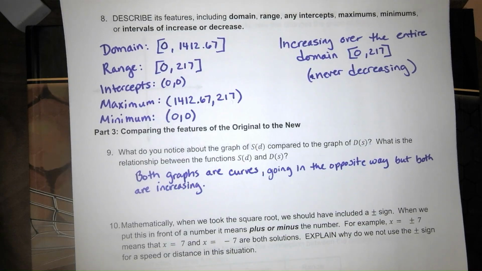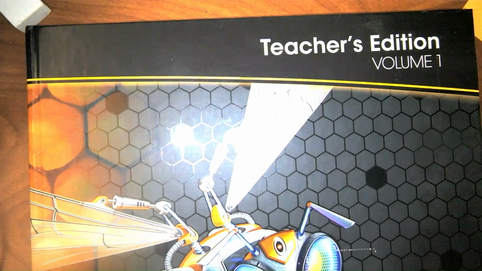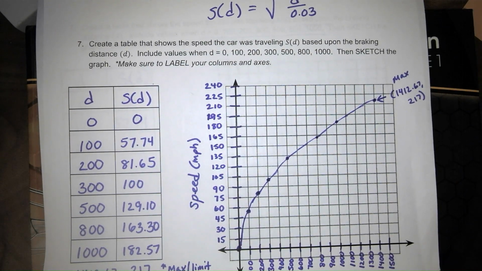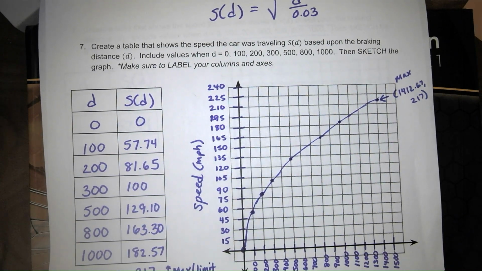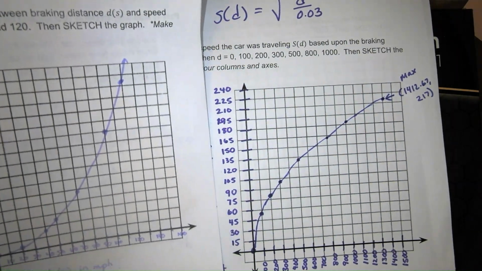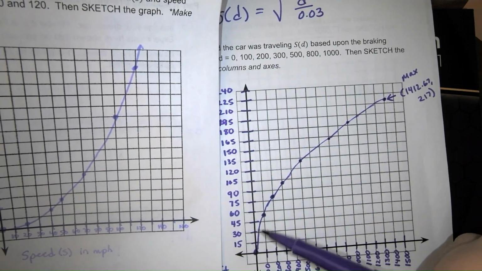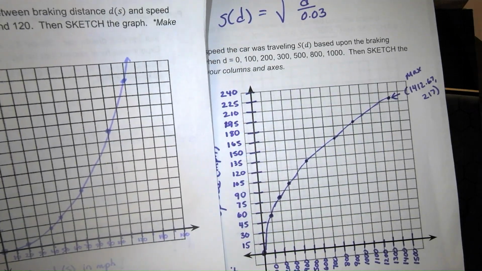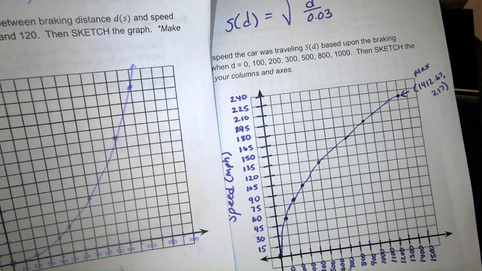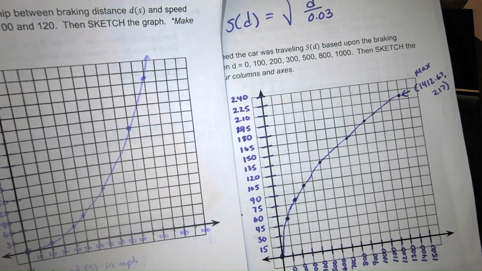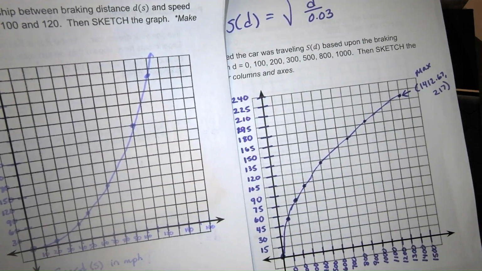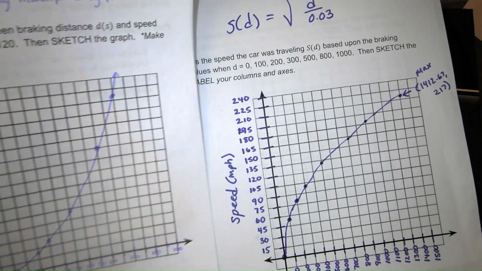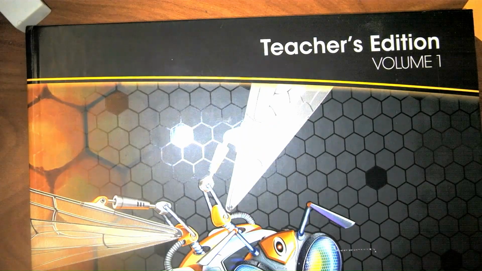If you look quickly at the graphs, let me pull them up. We have our S of D graph, it looks like this, and then our D of S graph looks like this. You see they're both increasing, but this one's curving that way, and this one's curving this way. One of them seems to be increasing faster than the other. This one might be going quicker because it's going up faster. It takes a little longer to start going up, but then it goes faster up here. So they're both increasing, both curves.